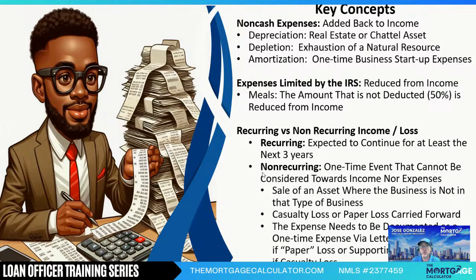So the first category is depreciation. It could be either real estate or a chattel asset like furniture or equipment. Mind you, it could be on page 1 of the 1120S, or it could also be on form 8825, I believe, which is the depreciation form. If they don't have any depreciation on the first page, look through the whole tax return and see. You may see it in another schedule. That's a great one to add back.